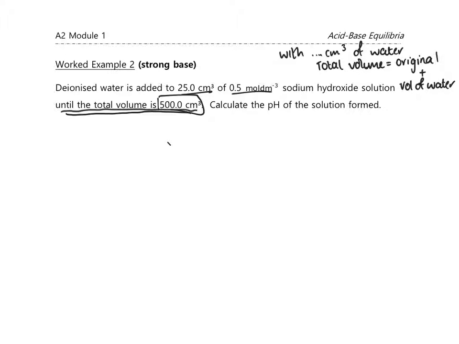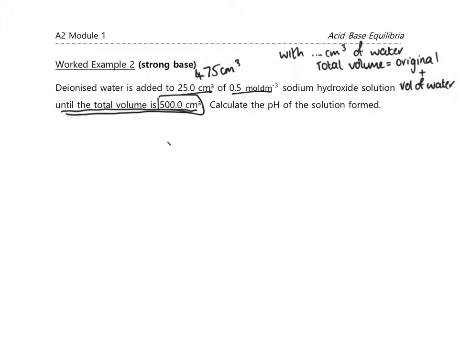So essentially what they've done is diluted it by adding 475 centimetres cubed of water. But what they've probably done is put it in a volumetric flask that was 500 centimetres cubed and just filled it up until it was at the top. So just be really careful when you're working out your total volume. Look to see whether they've already told you it. If they've said they diluted it to 500 centimetres cubed, then that's your total volume. If they say diluted it with 500 centimetres cubed of water, that means you need to work out your total volume by adding it to the original volume of acid or alkali.